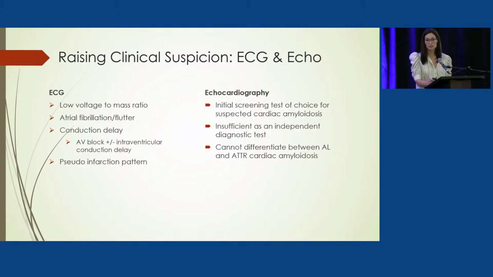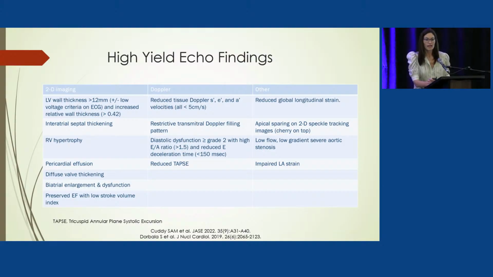Echocardiography should be the initial screening test of choice if you suspect cardiac amyloidosis, but it is insufficient as an independent diagnostic test, and it cannot differentiate between AL and TTR cardiac amyloid. High-yield echo findings you see here on this slide, and just to touch on a few of them to look for, again, increased LV wall thickness of at least 12 millimeters. You'll often see intraatrial septal thickening and RV hypertrophy. The amyloid is deposited everywhere in the heart, so you're going to have increased biventricular wall thickness. You'll typically see a diffuse valve thickening. You may see a pericardial effusion and biatrial enlargement.